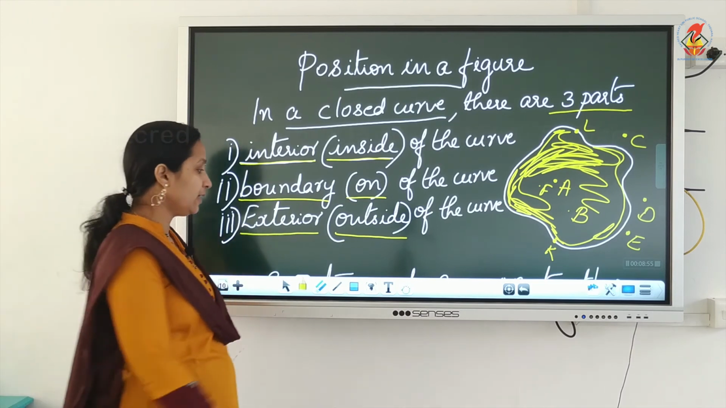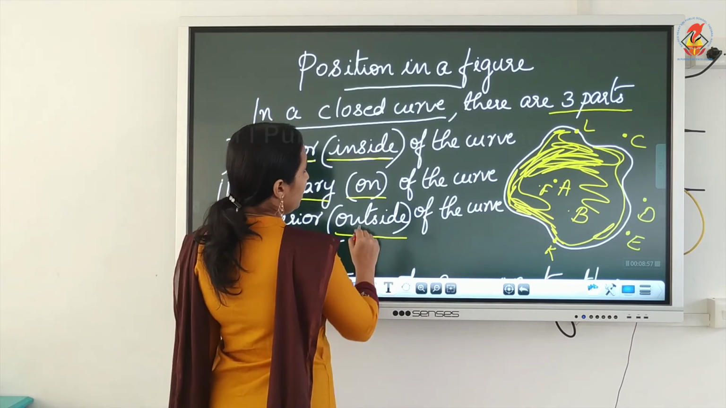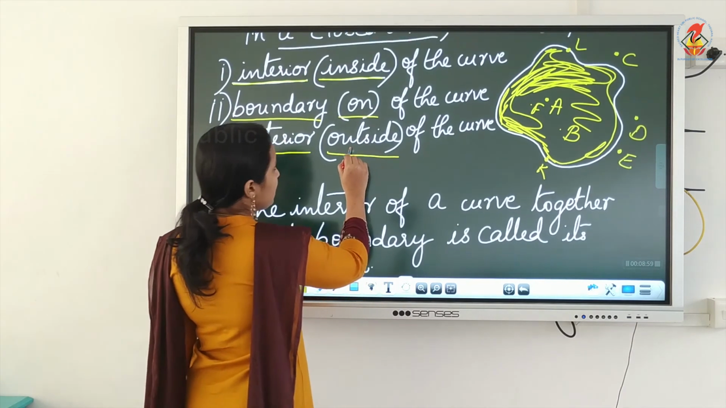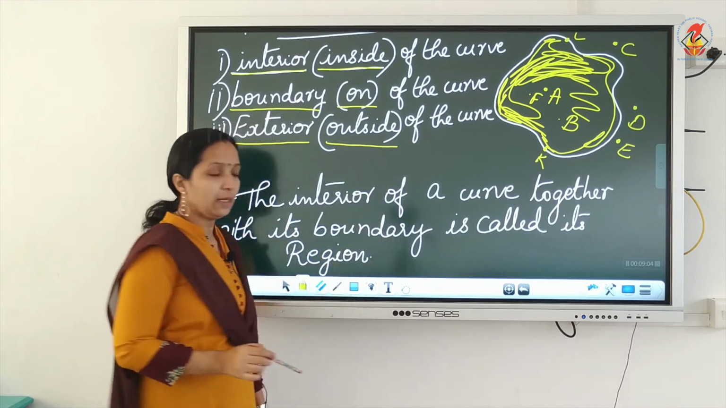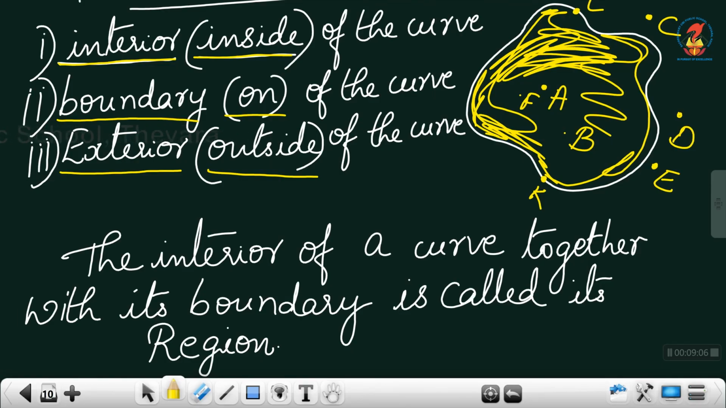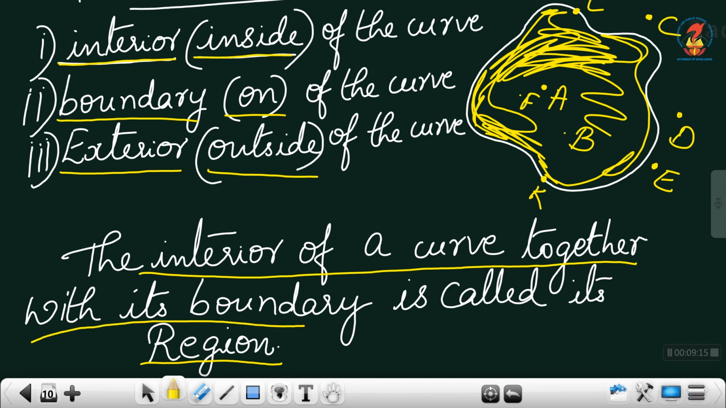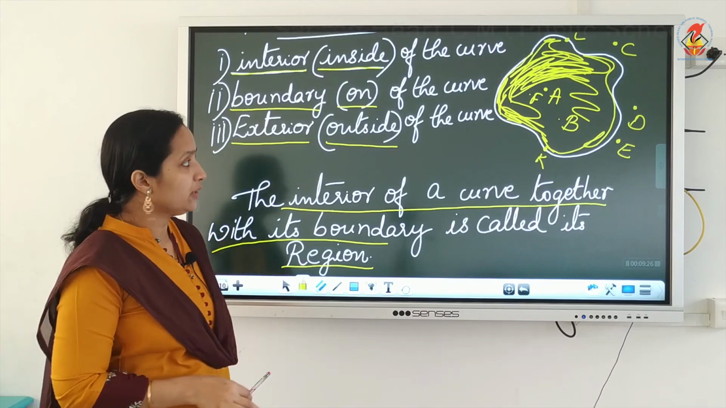I hope it's clear. Now look at this, children. The interior of a curve together with its boundary, there is a name for that. The interior of a curve together with its boundary is known as the region of the curve. That means, look at this figure, this interior portion together with the boundary, we can say that is the region of that particular curve. I hope all these topics are clear.